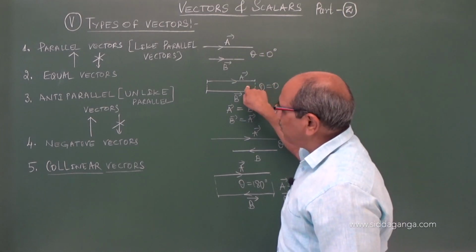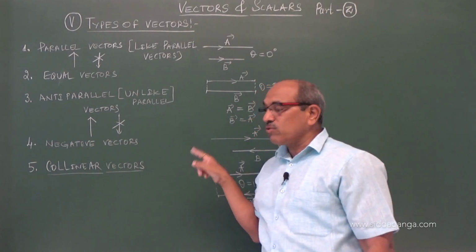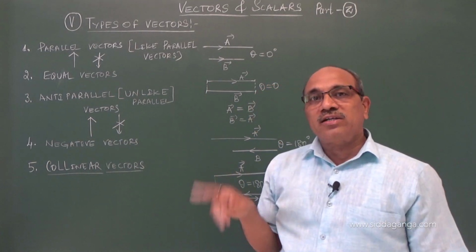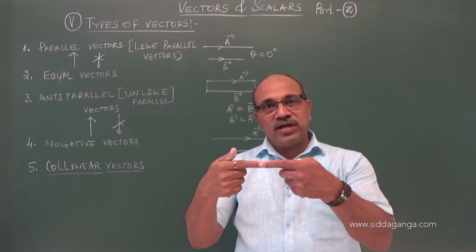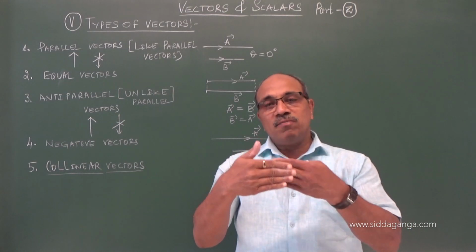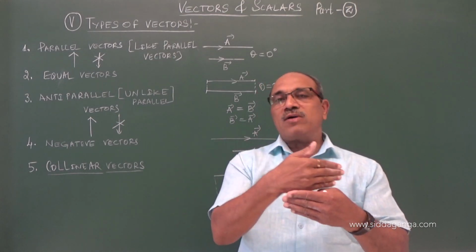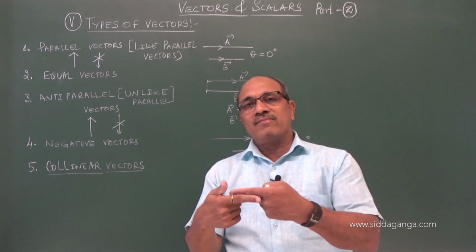These are also collinear vectors. These are also collinear vectors. The definition says collinear vectors are the vectors parallel to each other, or their line of action may be same. They are along a line or parallel to each other, may be direction same or opposite. Angle between the vectors may be 0 or equal to 180.